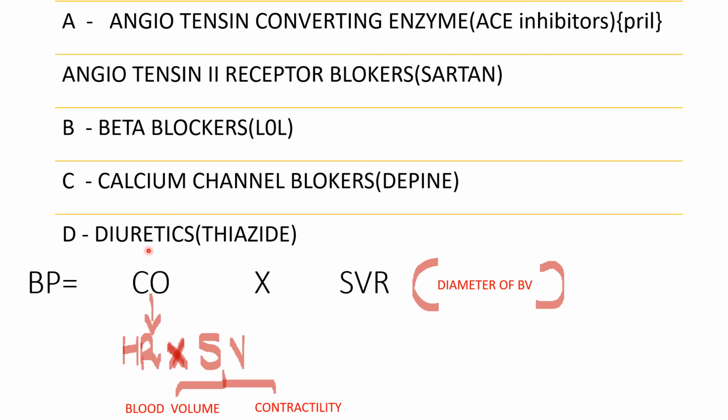So this is the last part, that is diuretics. As I mentioned early in the introduction, not all diuretics are used to control the BP. Only the thiazide diuretics or the thiazide-like diuretics are used to control the BP. What they do is decrease the circulatory blood volume in the body via diuresis. So that's how the BP is getting decreased. I hope everybody got an idea regarding the antihypertensive medicine.